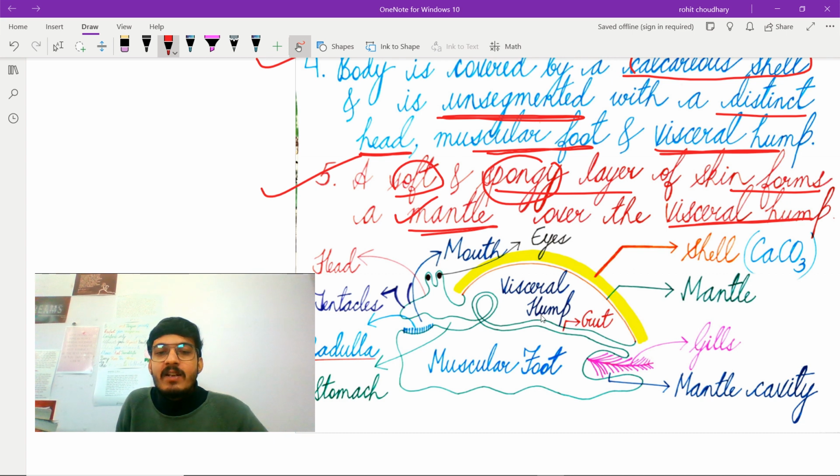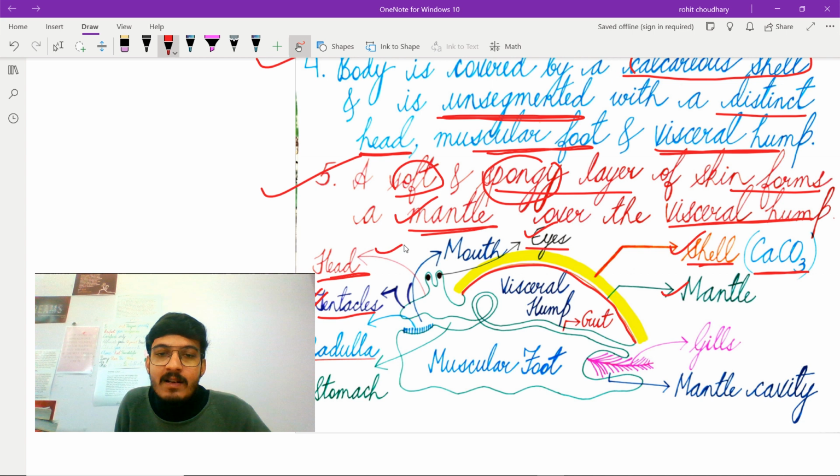So let's study the diagram of mollusks in detail. First of all, we can see this is the mantle. The orange colored layer is the mantle. Above the mantle is the shell, and this shell is made up of calcium carbonate. As you know, this shell is calcareous. These are the eyes, and these are the tentacles. Eyes and tentacles are the sensory organs, and these are present on the head. So this is the head.